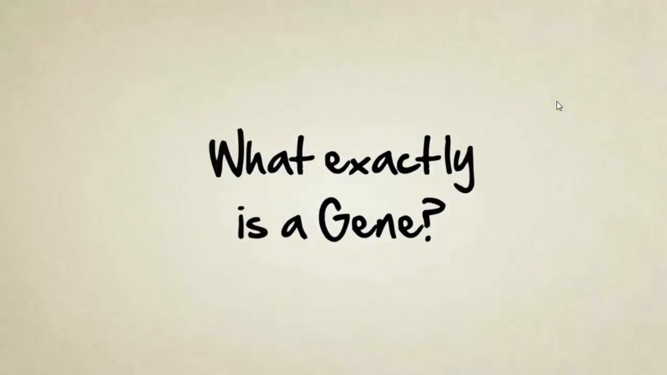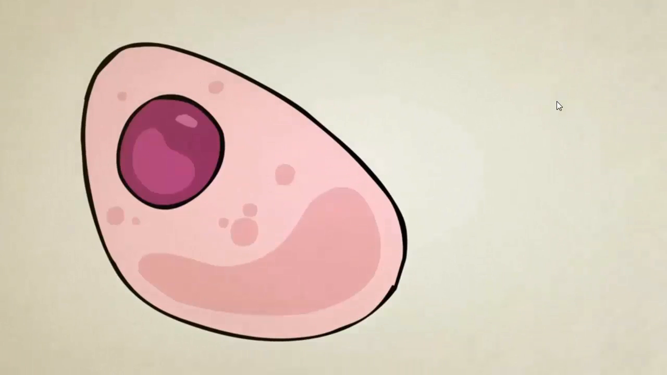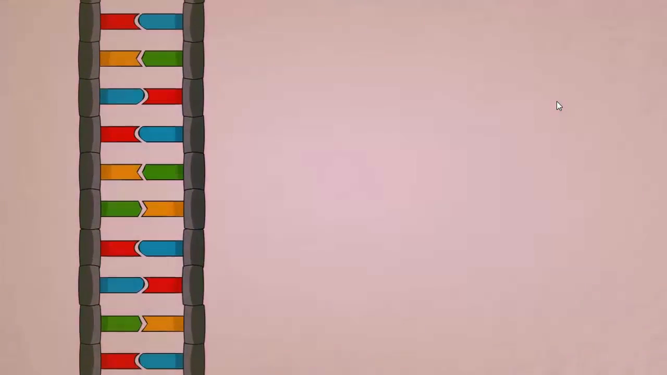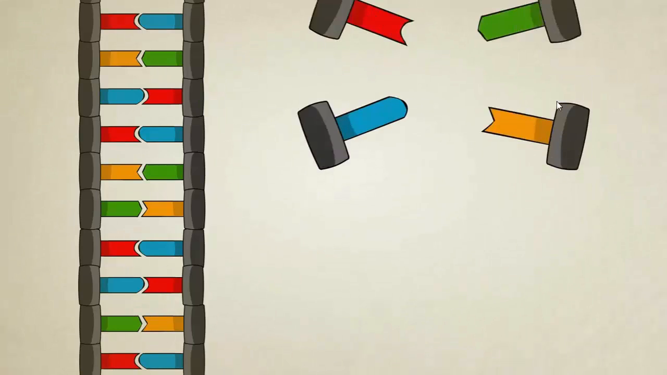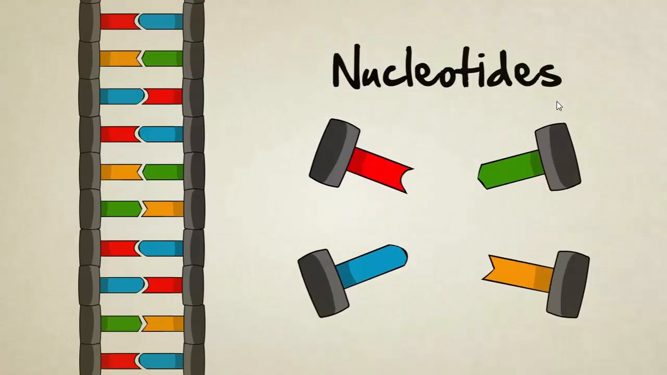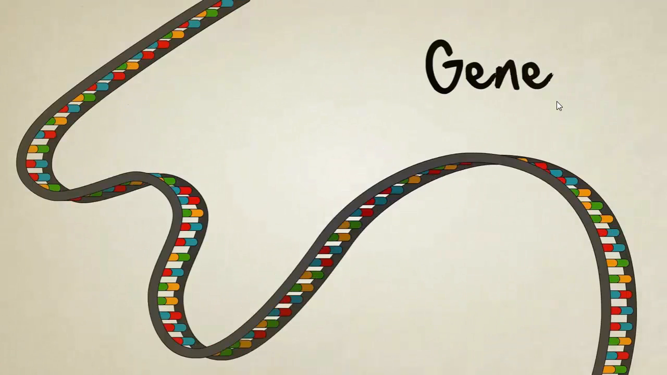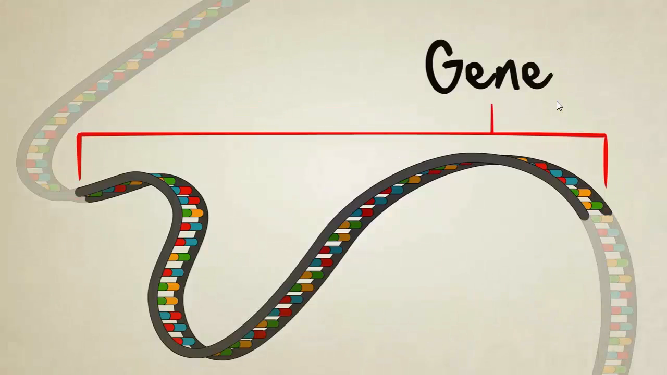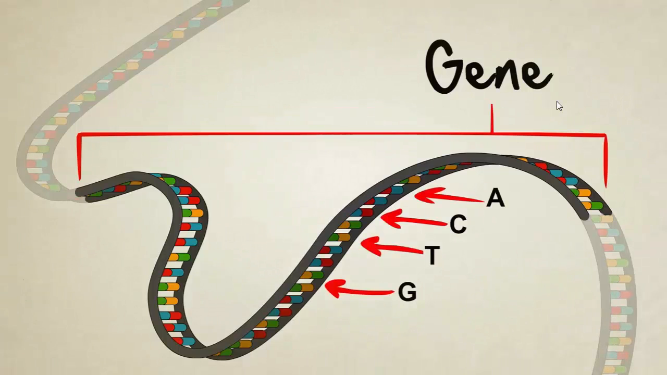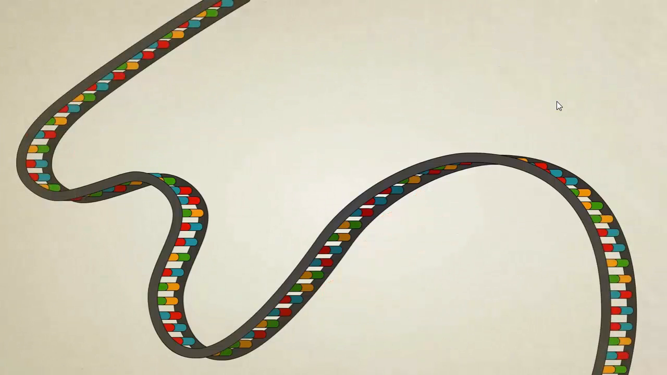What exactly is a gene? Each one of our cells contains 46 strands of DNA. A single strand is made of millions of particles called nucleotides, and these nucleotides come in four different types, which scientists have labeled A, C, T, and G. A gene is a special stretch of DNA, a sequence of A's, C's, T's, and G's that code for something. A gene contains information for a cell to read and use, but what exactly does that information do?